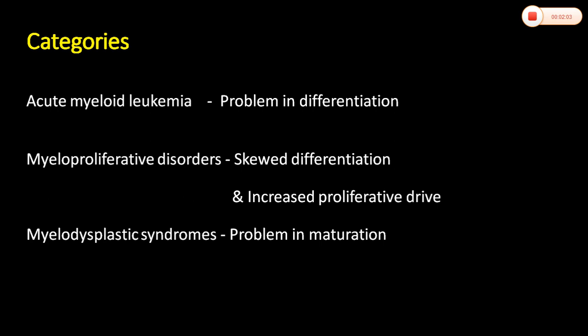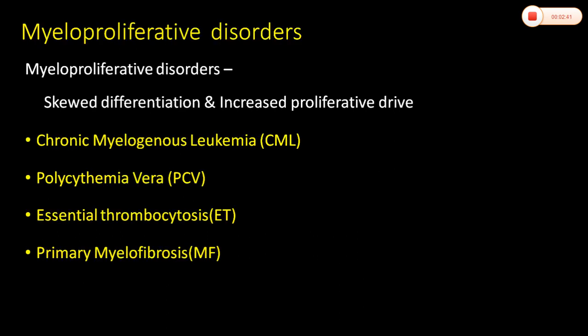In the last class, we have discussed about acute myeloid leukemia. So, what is the problem in differentiation? I hope you remember what is differentiation and what is maturation. Differentiation is picking up the lineage into which the cell is destined to become, whether it is lymphoid lineage or myeloid lineage. Even in the myeloid lineage, whether RBCs, platelets or WBCs. That picking up of the lineage is what is called differentiation. In today's class we are going to discuss about myeloproliferative disorders, which are characterized by a problem with skewed differentiation and increased proliferative drive. So, let us talk about this.